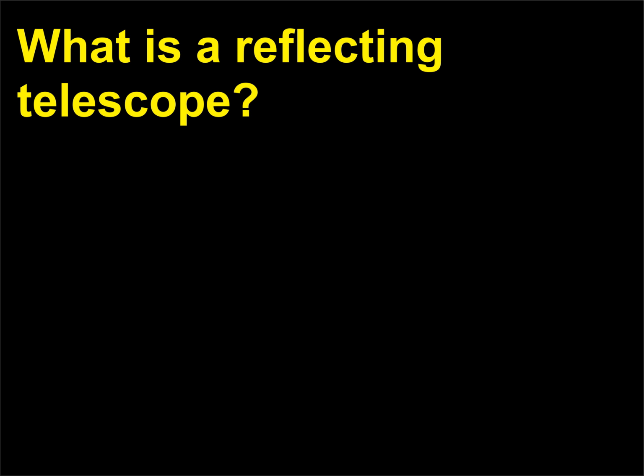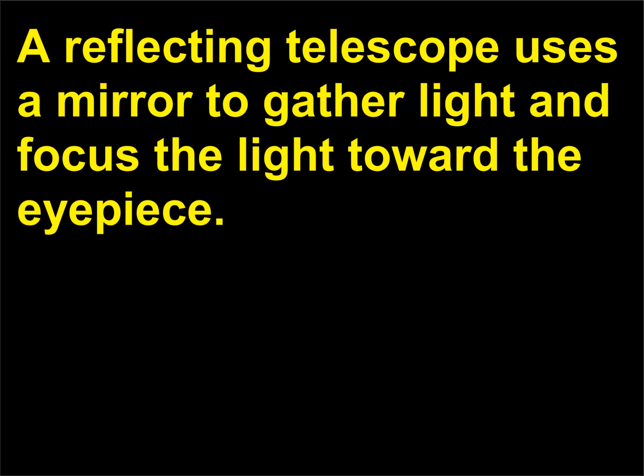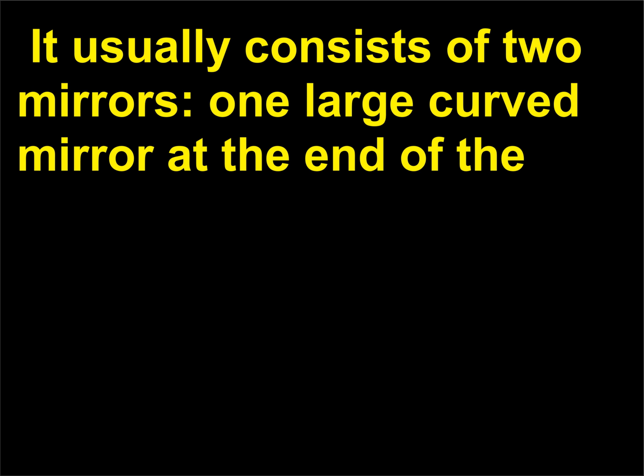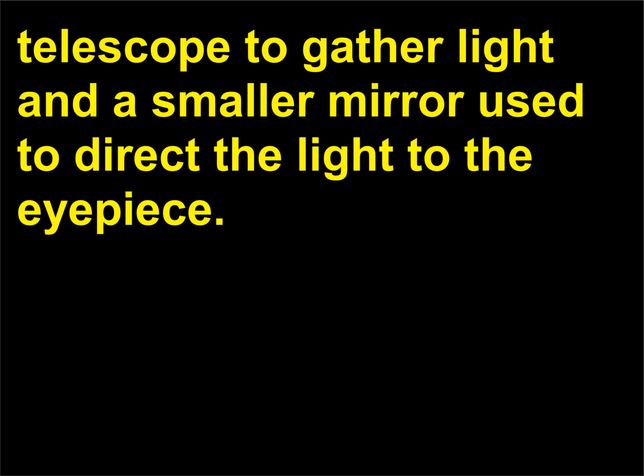What is a reflecting telescope? A reflecting telescope uses a mirror to gather light and focus the light toward the eyepiece. It usually consists of two mirrors, one large curved mirror at the end of the telescope to gather light and a smaller mirror used to direct the light to the eyepiece.